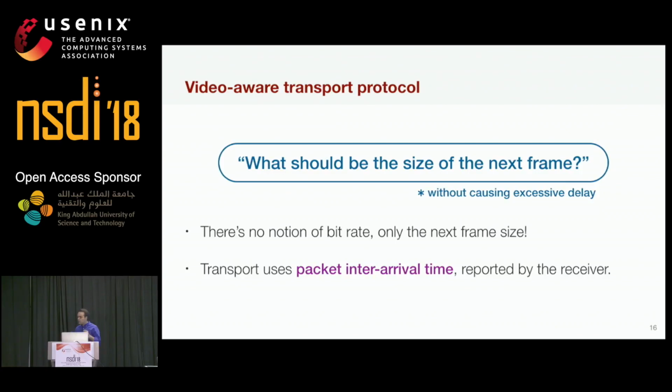So the goal of the transport protocol in this system is to make sure that no individual frame is going to congest the network. So there is no notion of average bit rate here. It only answers one question: what should be the size of the next frame that doesn't congest the network? No bit rate, just the next frame size. And to answer this question, transport uses packet interarrival time reported by the receiver.